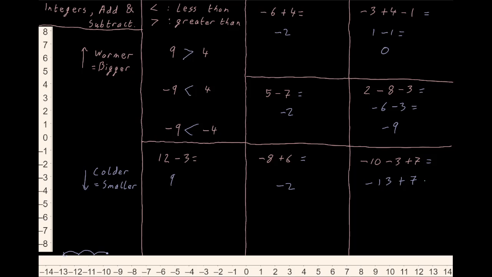And then we are going to add on 7. Well, what does that do? It means we get warmer by 7 units. So we start at -13 and we add 7. We get warmer by 7 units. So 1, 2, 3, 4, 5, 6, 7. So we end up at -6 for our temperature, or for our final number of units.